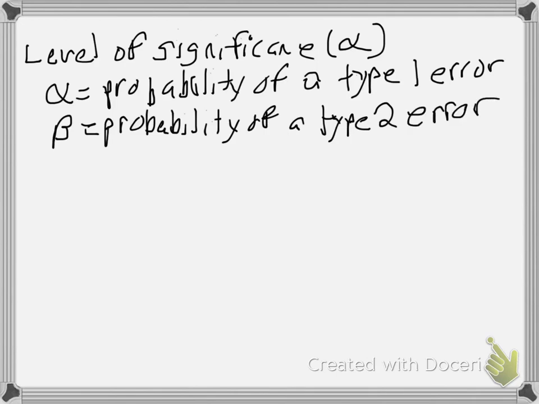A common mistake that students make is thinking that alpha plus beta has to equal 1. No, it doesn't. There are 4 different possible outcomes, and only 2 of them have errors. So alpha and beta don't have to add up to anything, and they certainly are not 1.